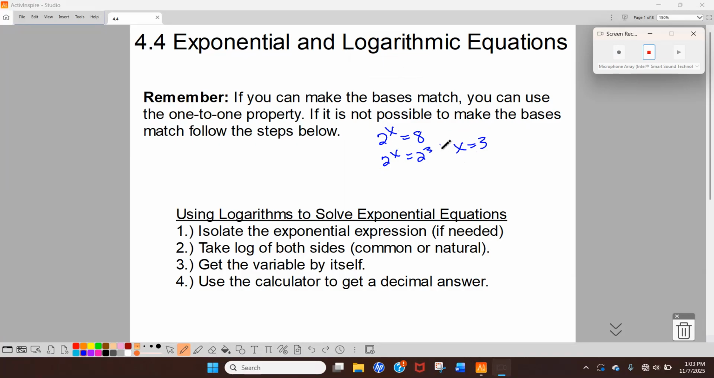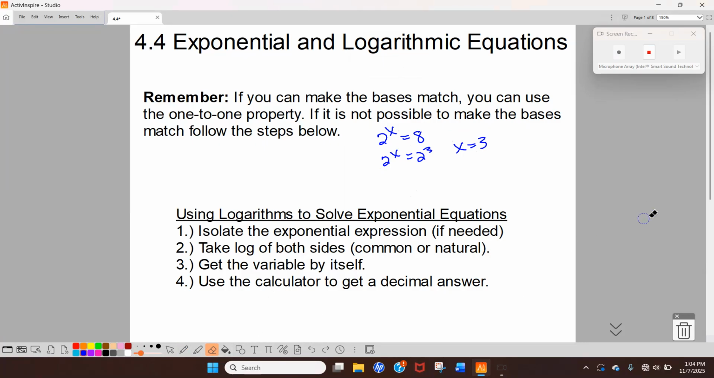If you cannot make the bases match, like if it was something like 2 to the x is equal to 6, then you have to use logs to solve exponents. Remember, I told you in a previous lesson that logarithms were invented to find exponents that we couldn't find. So this is where we're going to be doing that.